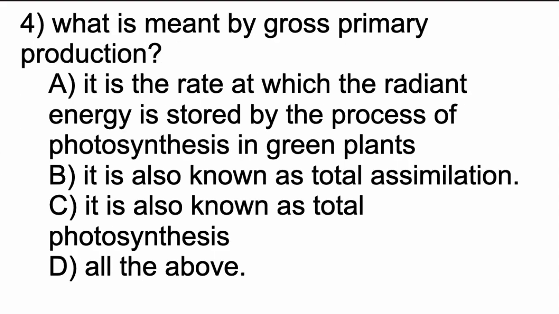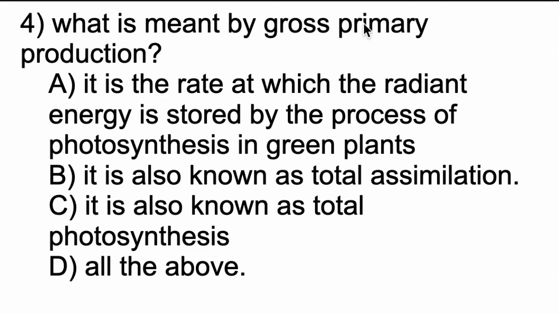Now coming to the fourth question, what is meant by gross primary production? Option A, it is the rate at which the radiant energy is stored by the process of photosynthesis in green plants. Option B, it is also known as total assimilation. Option C, it is also known as total photosynthesis. Option D, all the above. For the fourth question, all these statements are correct. Option D is the correct answer.